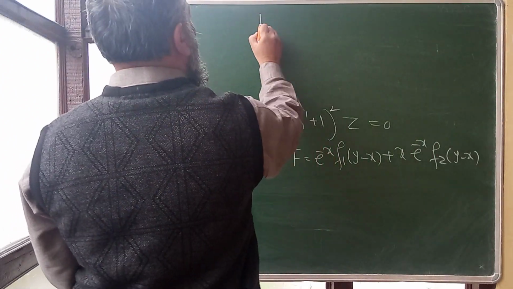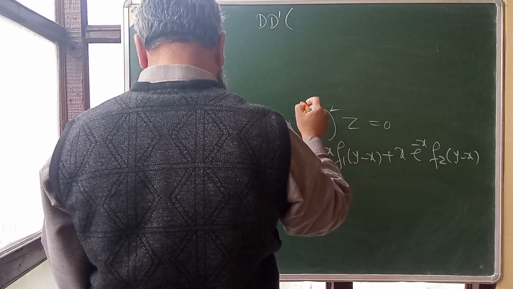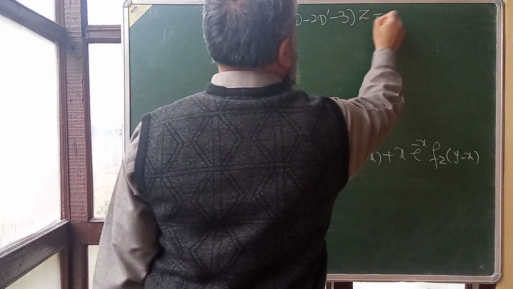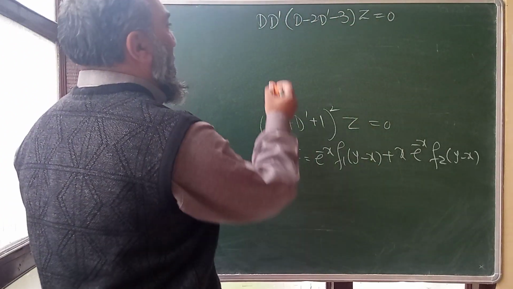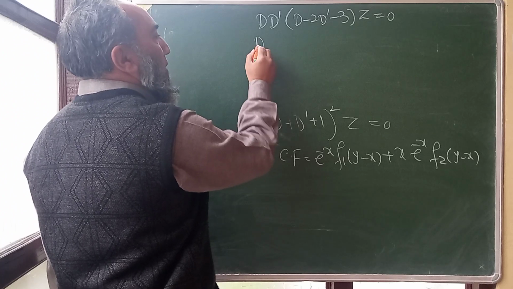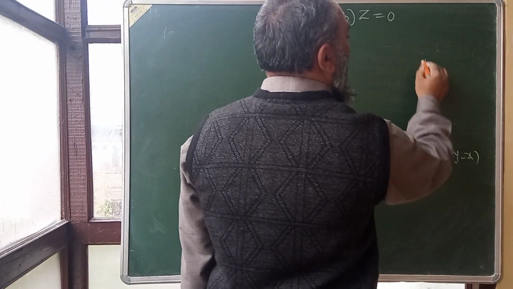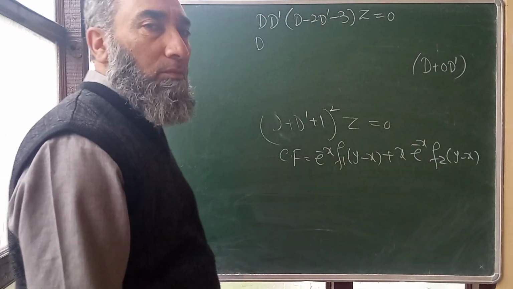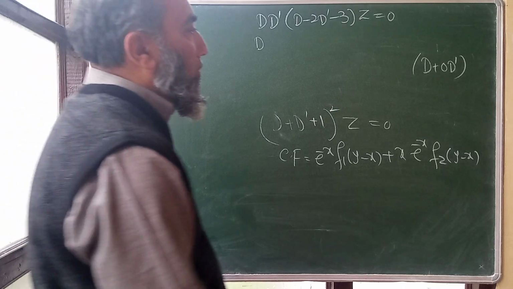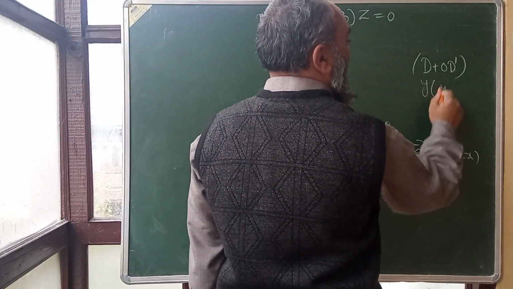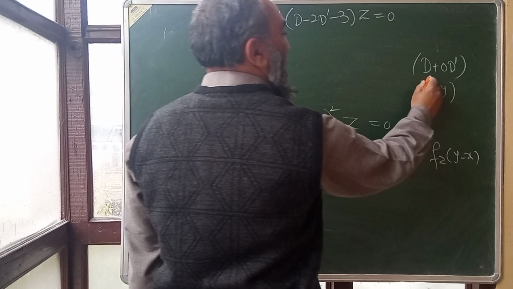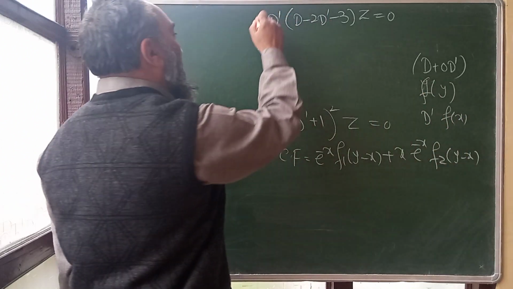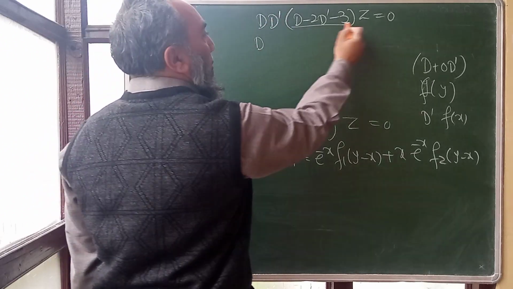So you have (D² − 2DD′ − 3D′)... operating on z equal to 0. What is the complementary function? This is D only. So D only means you have D plus 0·D′. You don't need to write the non-homogeneous part. So it is a function of y because m is 0. Similarly, D′, I have already told you, is a function of x. So D is a function of y, D′ is a function of x, and this is the non-homogeneous part.